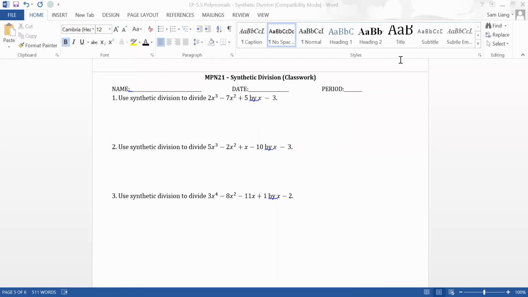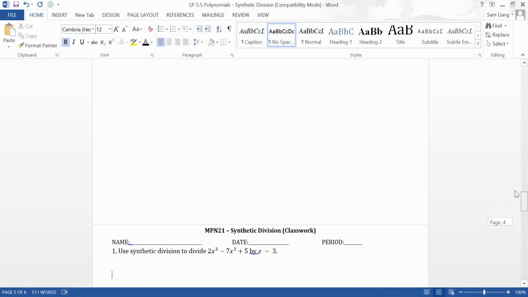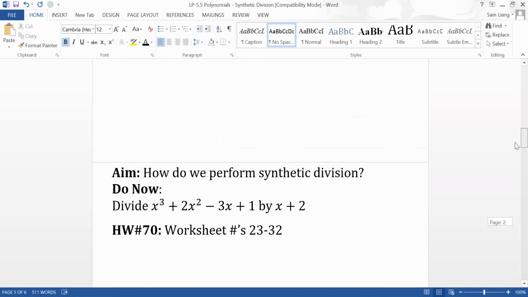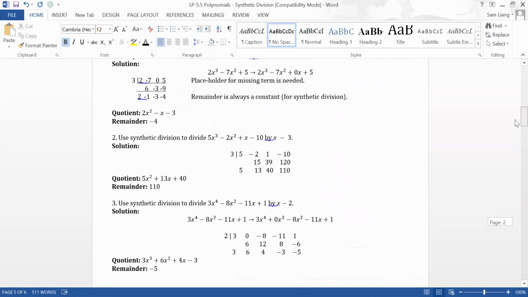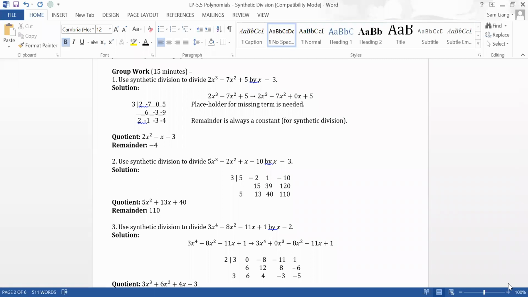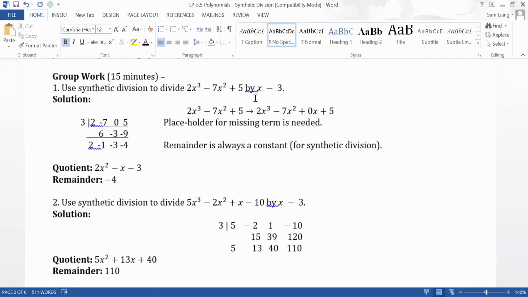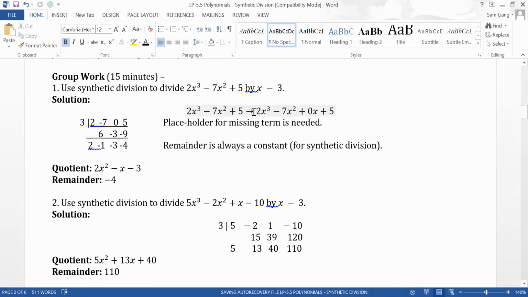Okay, I'm going to pause you here. I know that wasn't too much time, but I just want to go over the solutions. So the first one, we had 2x to the third minus 7x squared plus 5. One thing that you have to note is we do need a placeholder for 0x, right? There's no linear term, so I'm going to write in 0x. And from there I'm going to write my coefficients. So we have 2, -7, 0, 5.